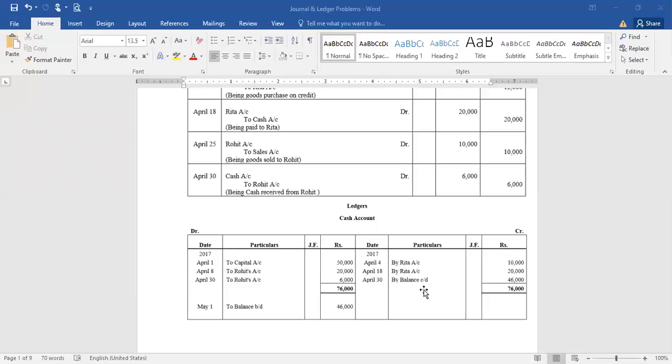The procedure for balancing the account is: first, make the total of the two sides of an account and find out which side total is greater. Next, write the greater side total on both sides of the account in the same line. So you may be observing 76,000 we have written on both sides in the same line.